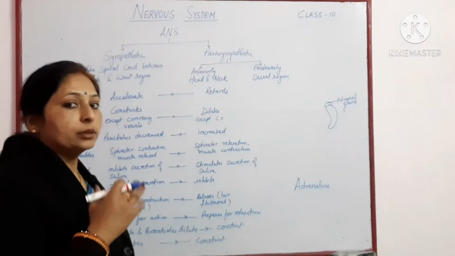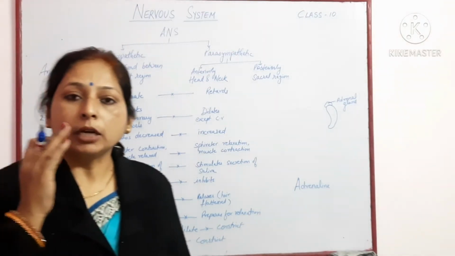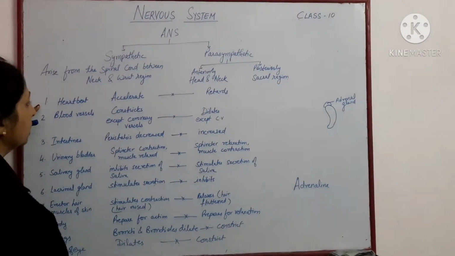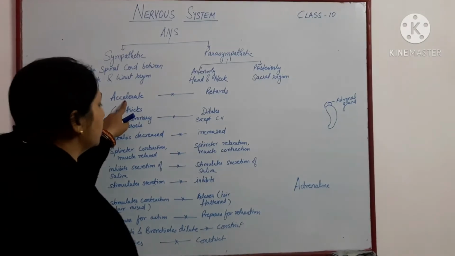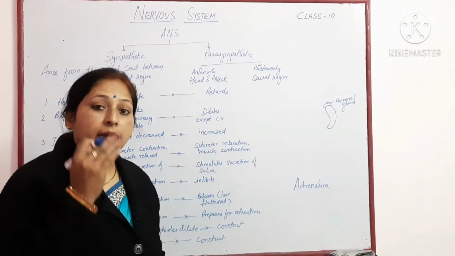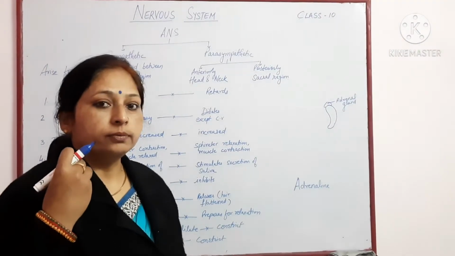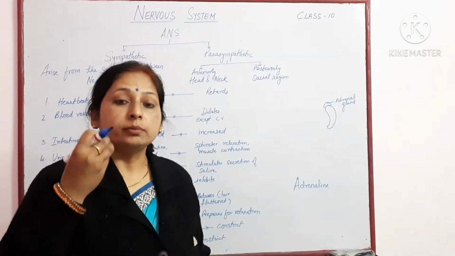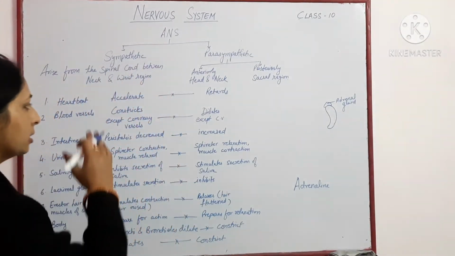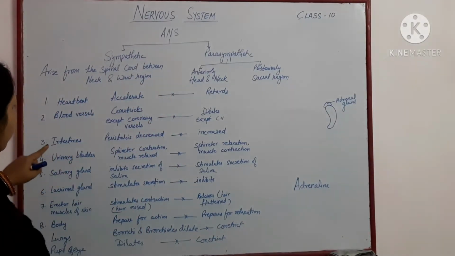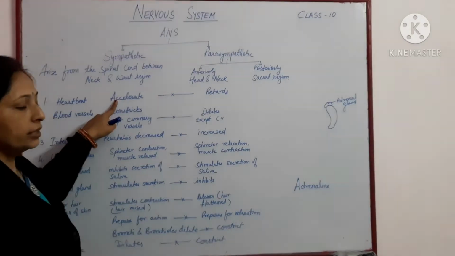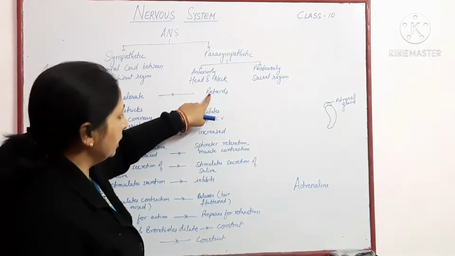First of all, let me explain the functions controlled by the sympathetic and parasympathetic nerves. First is the heartbeat. Sympathetic nerves accelerate the heartbeat, while parasympathetic retards the heartbeat. First I am explaining, and then I will give you the trick to memorize all these things, how you will memorize what function it is doing. So let's have a look at the functions of each. Heartbeat is accelerated by the sympathetic while it is retarded here.